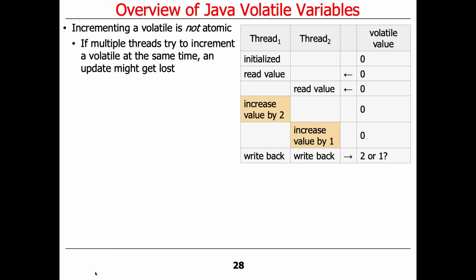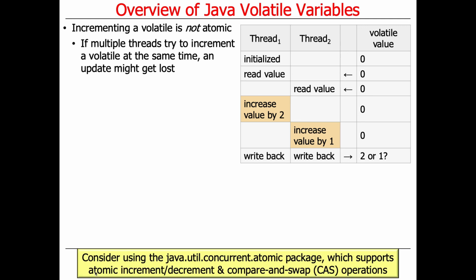Well, there's nothing in volatile that will guarantee that all of those steps, reading, incrementing, and writing, occur atomically. Any given step occurs atomically, but all three of them together will not be guaranteed to occur atomically. So incrementing and decrementing a volatile is not going to be atomic. Only reading and writing a given value will be atomic.